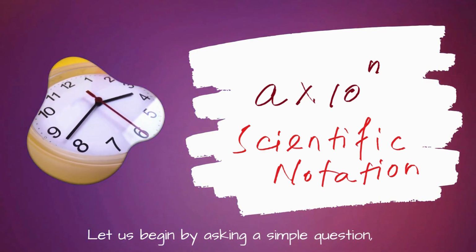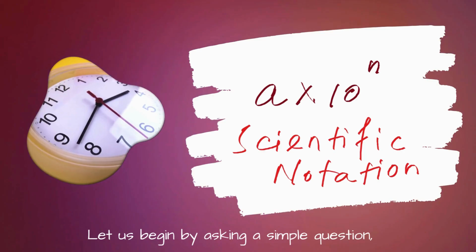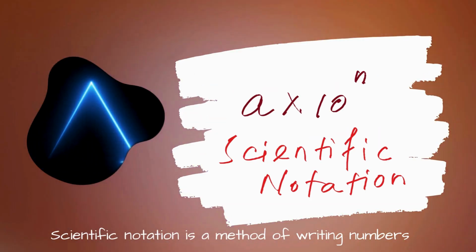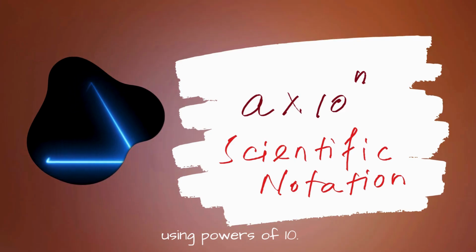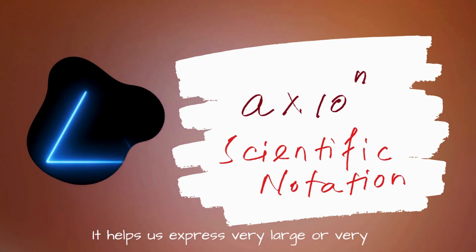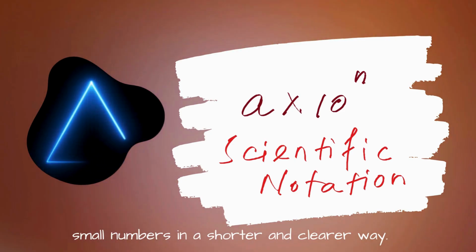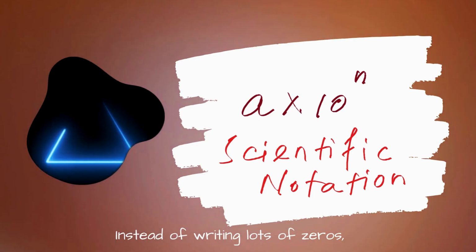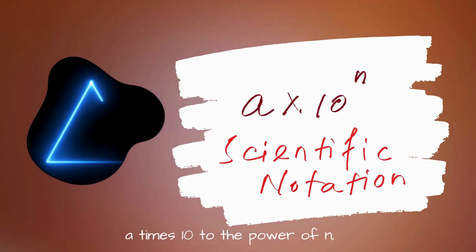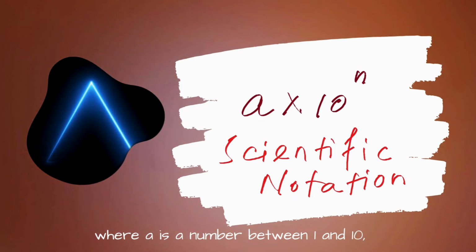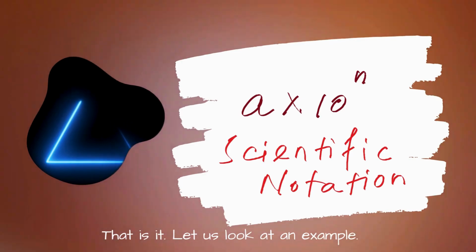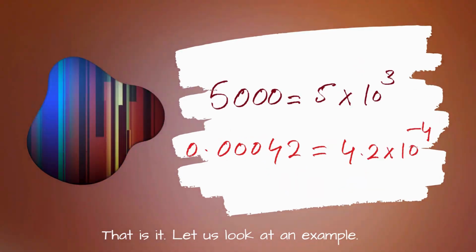understand. Let us begin by asking a simple question: what is scientific notation? Scientific notation is a method of writing numbers using powers of 10. It helps us express very large or very small numbers in a shorter and clearer way. Instead of writing lots of zeros, we use this format: a times 10 to the power of n, where a is a number between 1 and 10, and n is a whole number. That is it.